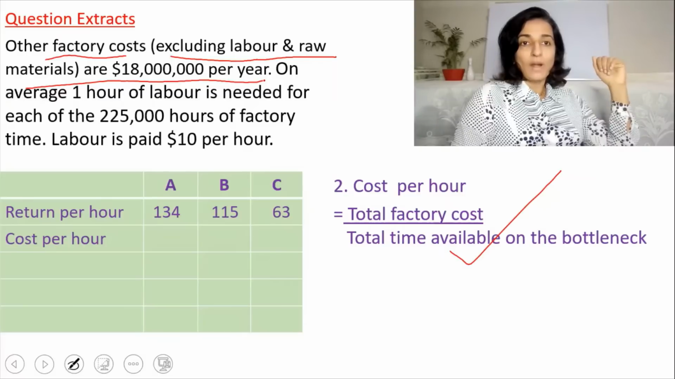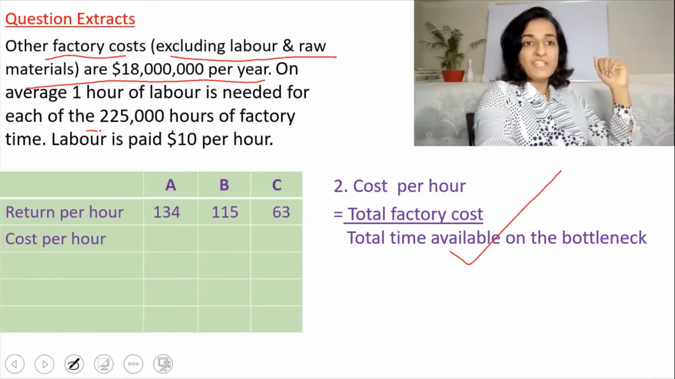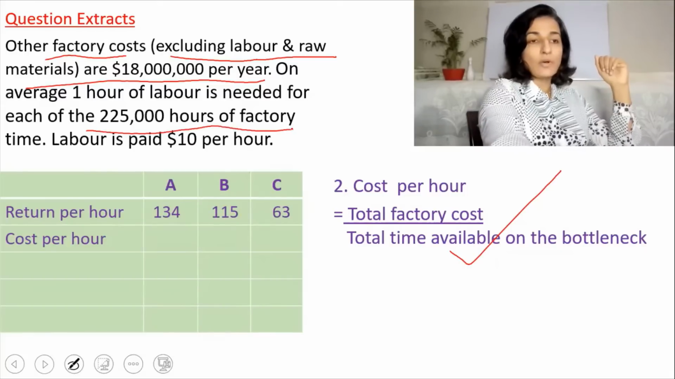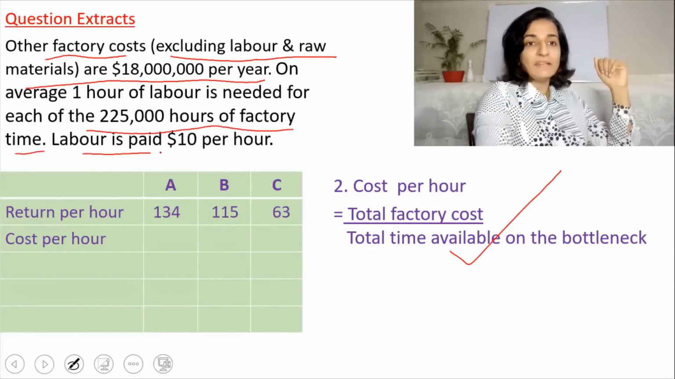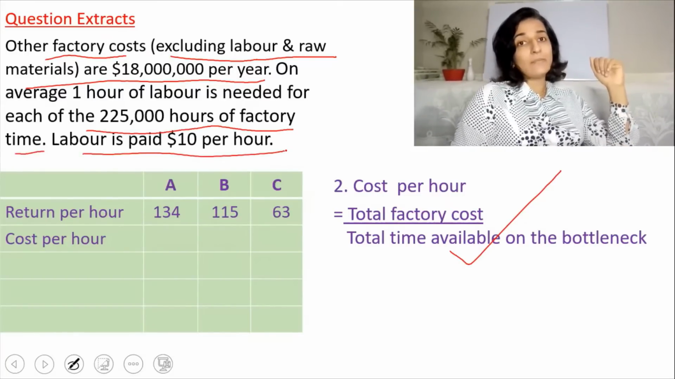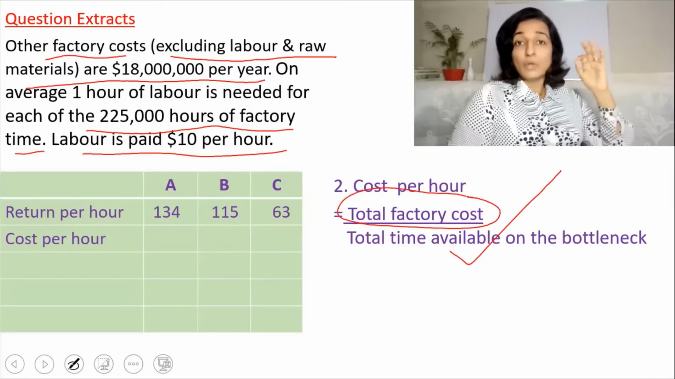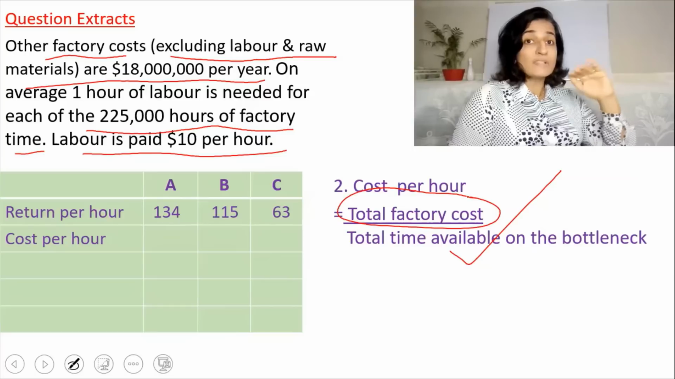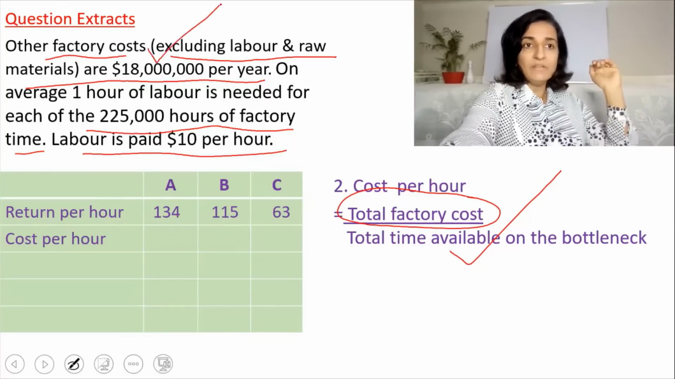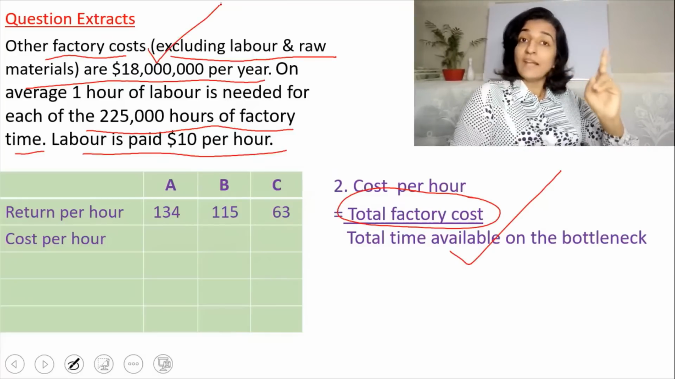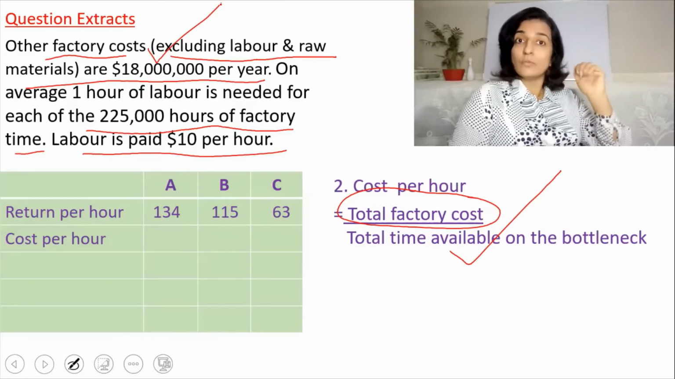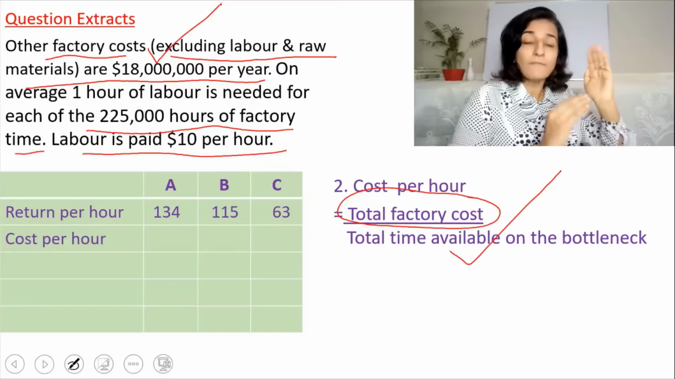On an average, 1 hour of labor is needed for each of the 225,000 hours of factory time, and labor is paid $10 per hour. Now, what do you mean by the total factory cost? Total factory cost are all costs other than direct material. So here they have given 18 million as the other factory cost. You will have to add direct labor cost also, because that also forms part of the factory cost.